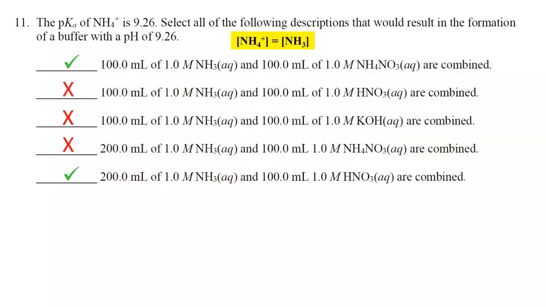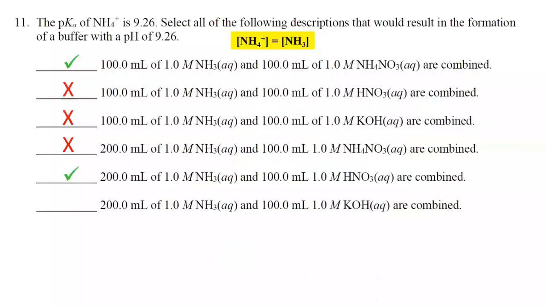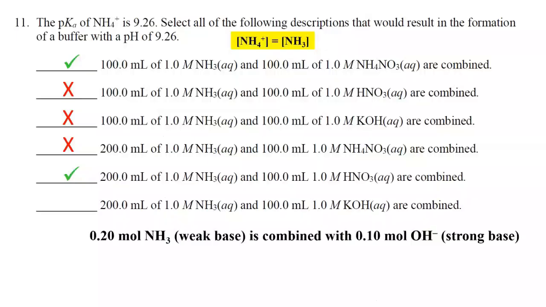In our last example, we're combining a weak base and a strong base. This would not result in the buffer that we're looking for, so that would not give us an equal amount of NH4+ and NH3. Now, we've answered questions 10 and 11. Let me go ahead and summarize.